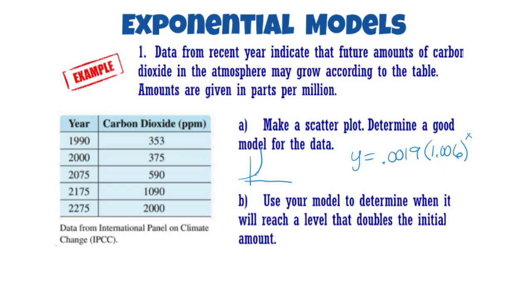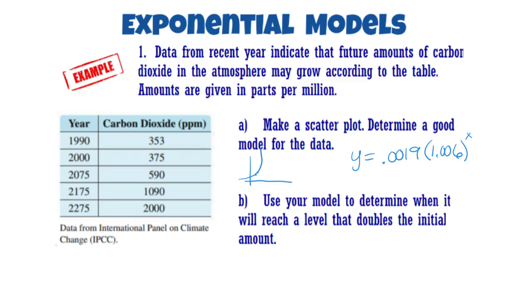It says use your model to determine when it will reach a level that doubles the initial amount. All right, now doubles the initial amount. What do you think that means? How much will that be? Well, they're talking about this initial amount. We want to double the initial amount. So that means instead of having 353, if I double that, that'd be 706. So I want to know in what year will it be 706?